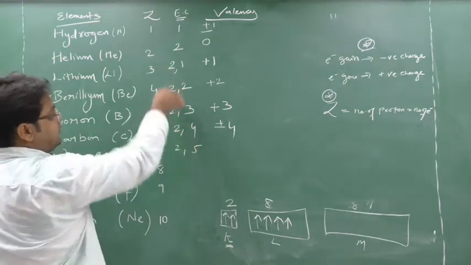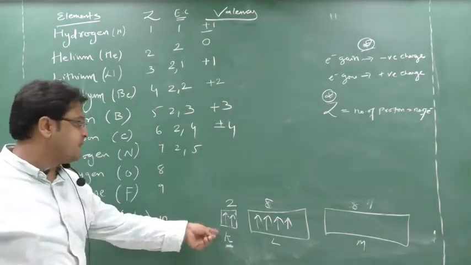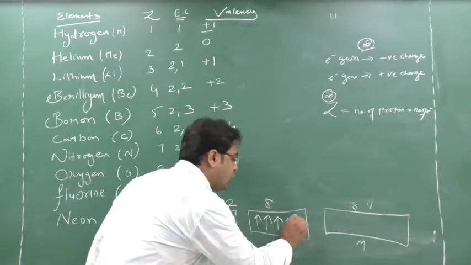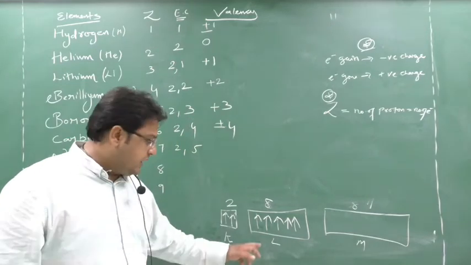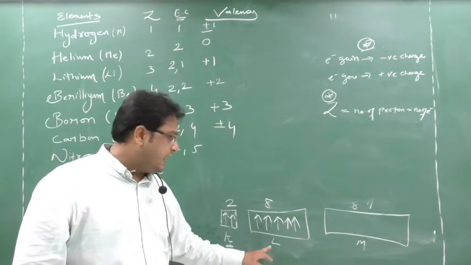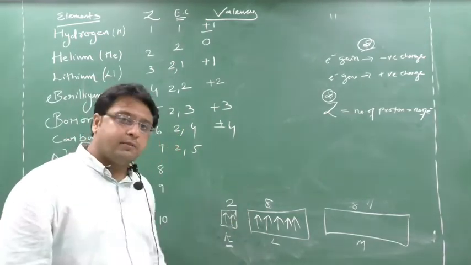Nitrogen 2, 5. So this is the electronic configuration. In first room how many? 2, satisfied. But in second room 5 electrons. Now what will happen? Now see here. Now again hotel wala will come and he will tell the L person, I required 8 but you are 5.